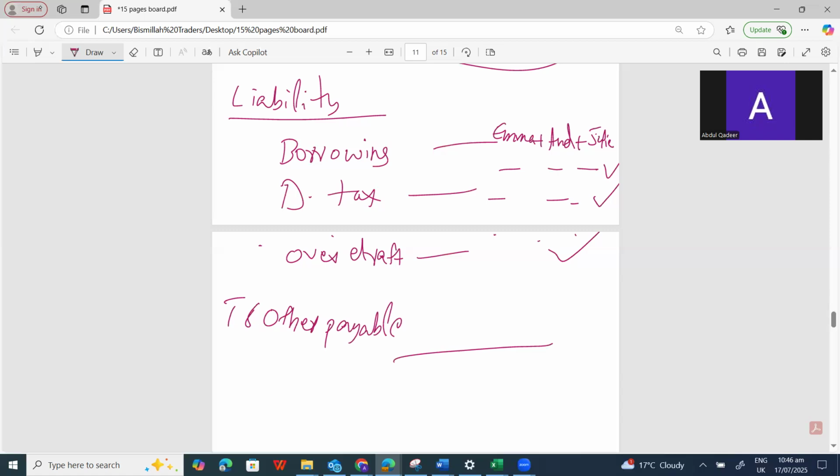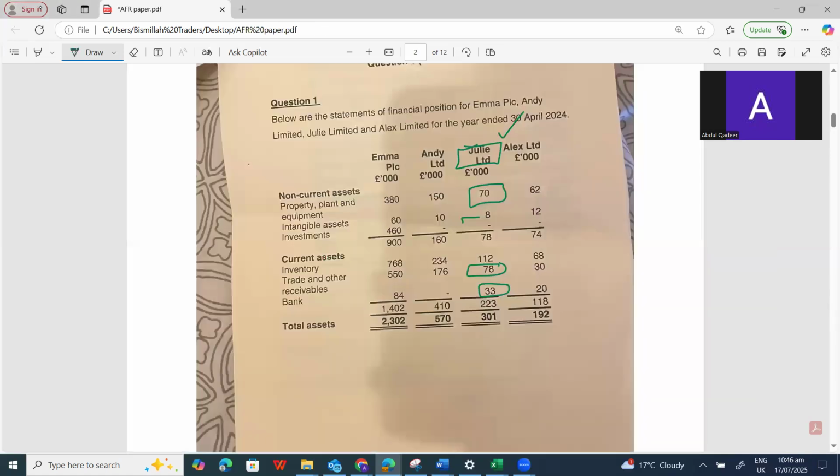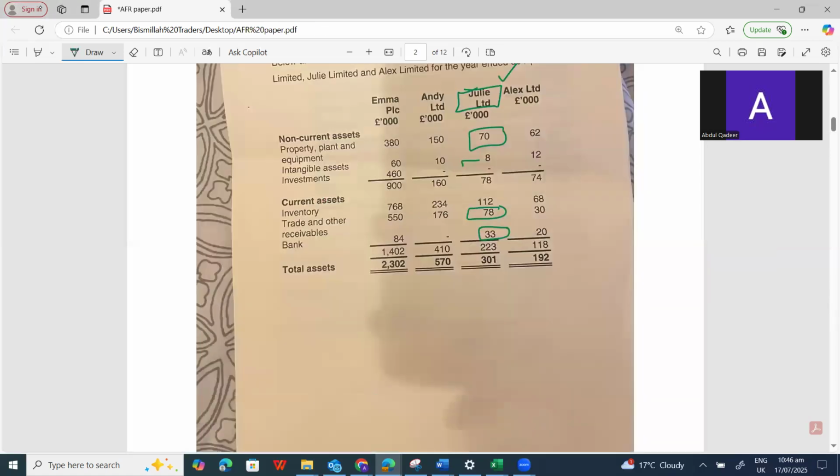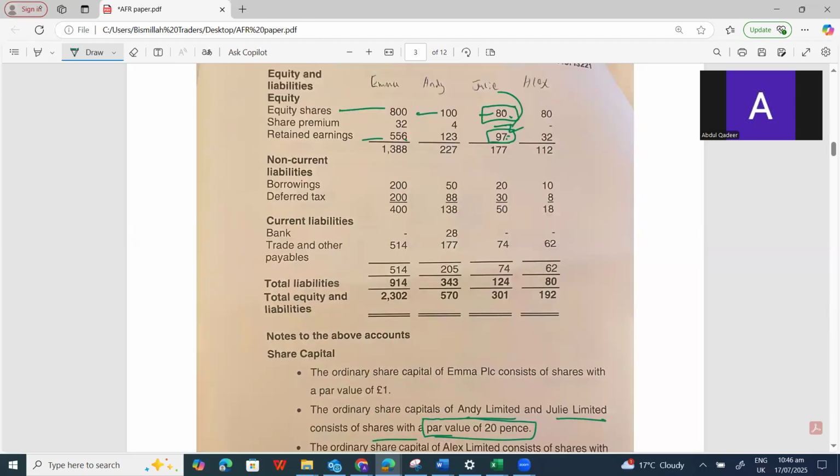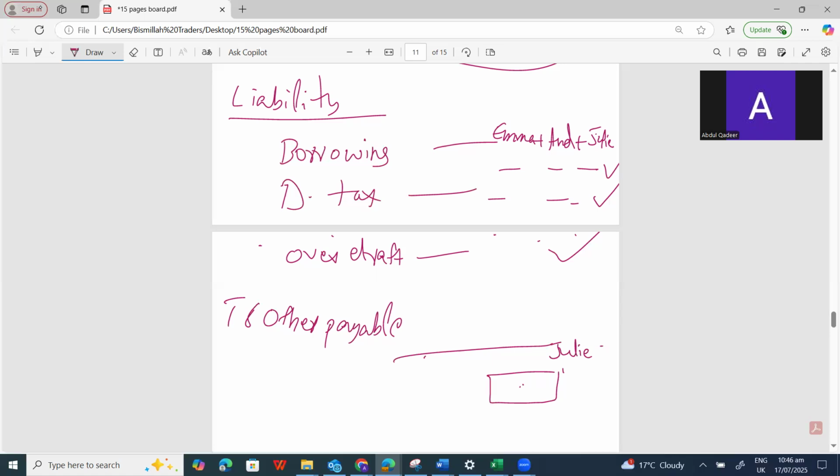In the case of Julie, first take the individual financial statement transaction. What is the individual financial statement transaction of Julie? Emma and Andy we have calculated previously, and for Julie, we are calculating now. For example, Julie, trade and other payables: Julie 74.